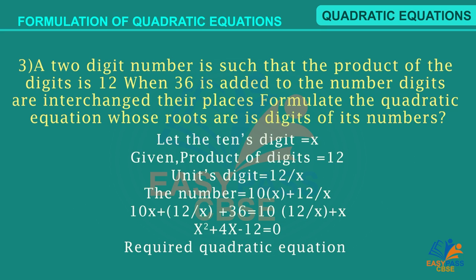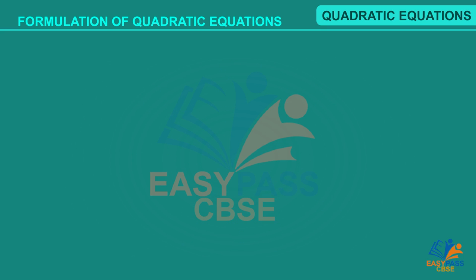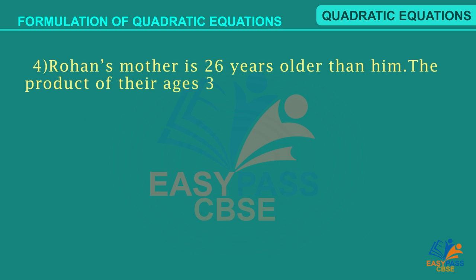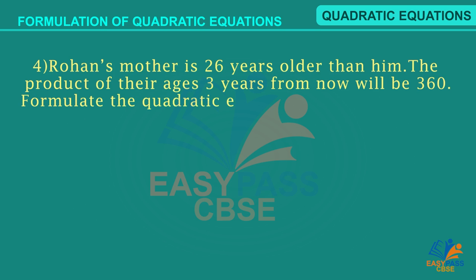And one more example. Example 4. Rohan's mother is 26 years older than him. The product of their ages 3 years from now will be 360. Formulate the quadratic equation to find their ages.